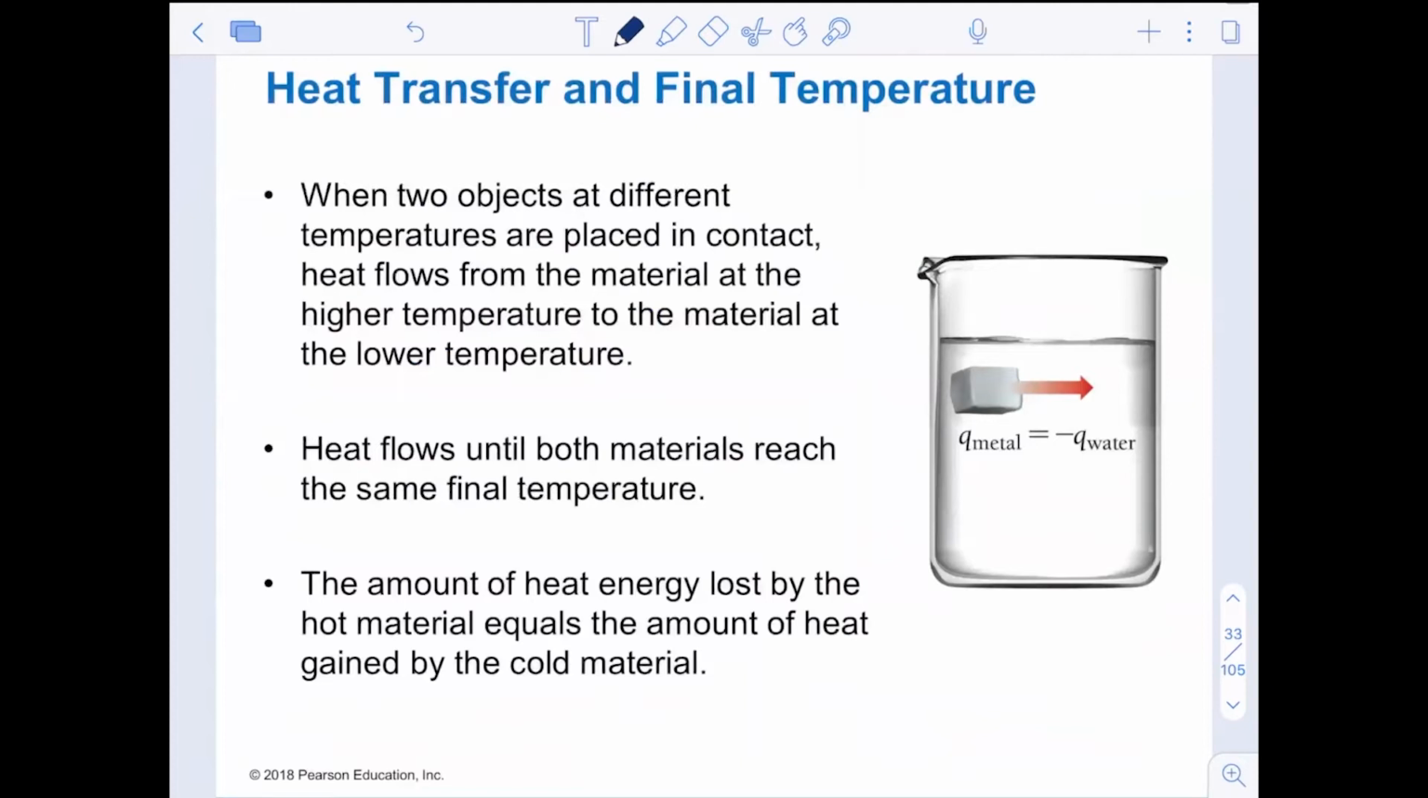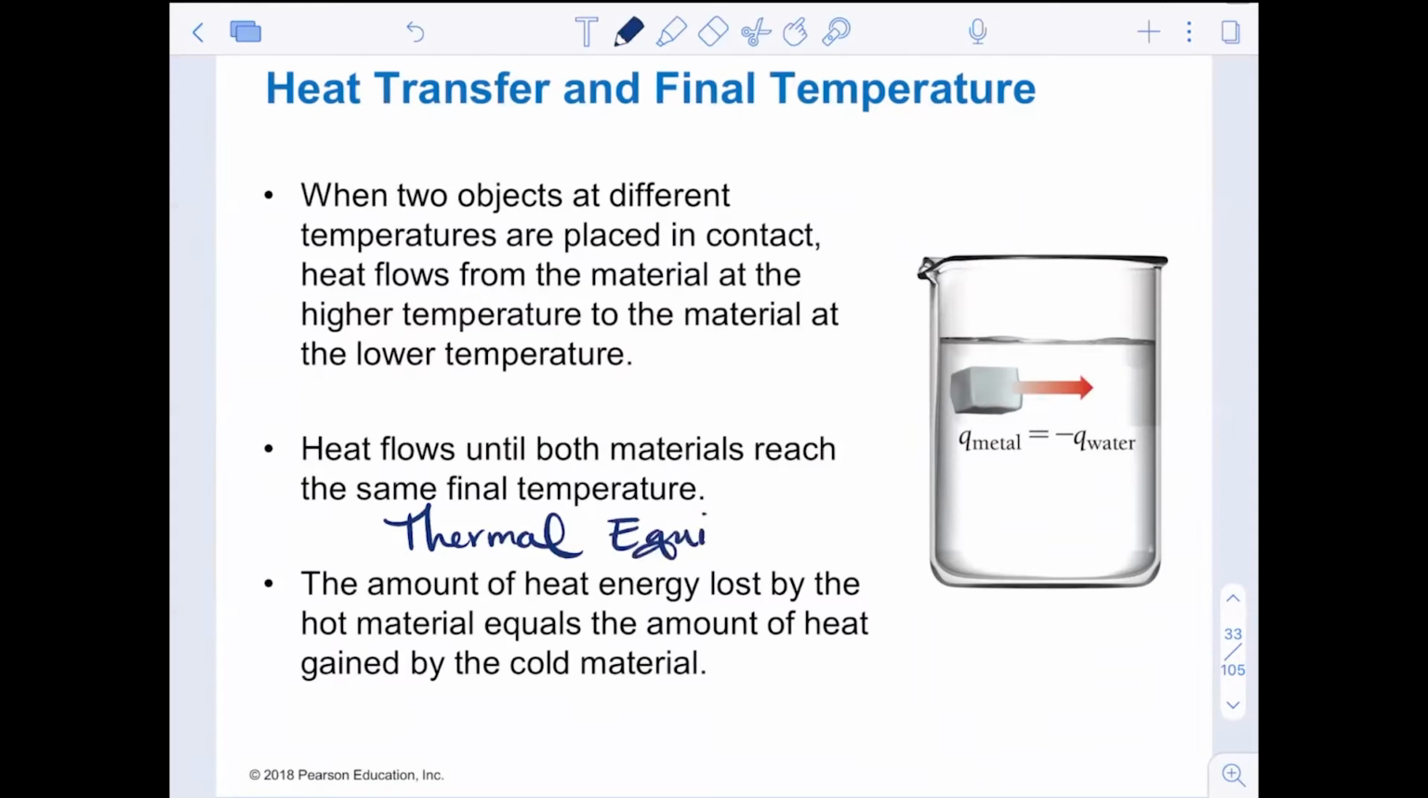When we think about heat transfer, we're talking about taking something hot or cold and dropping it into something at a different temperature and measuring the thermal equilibrium. So when 2 objects at different temperatures are placed in contact with each other, heat is going to flow from the material that is hot to the material that is cold. And heat will flow until both materials reach the same final temperature, and that is thermal equilibrium.